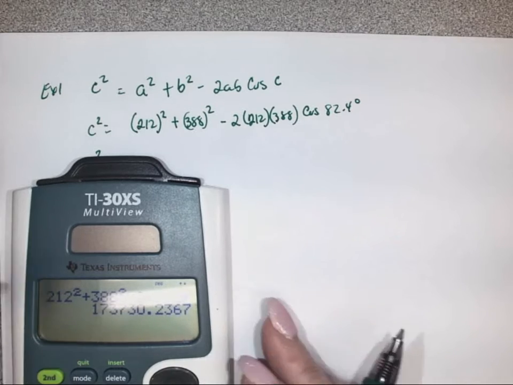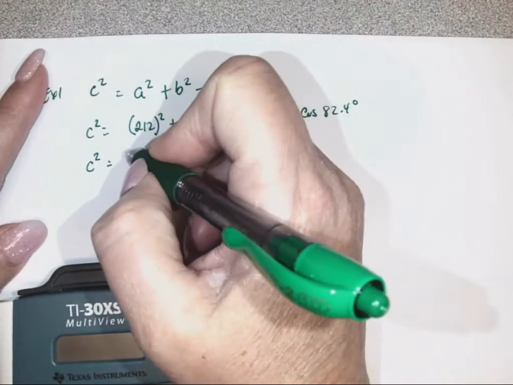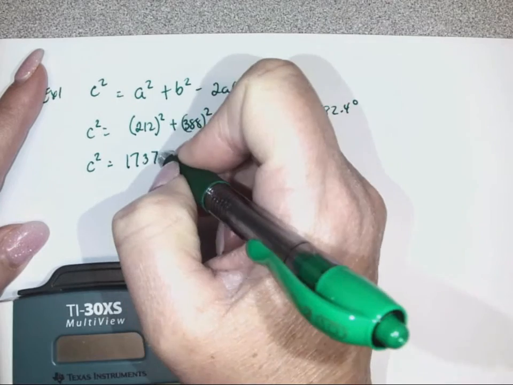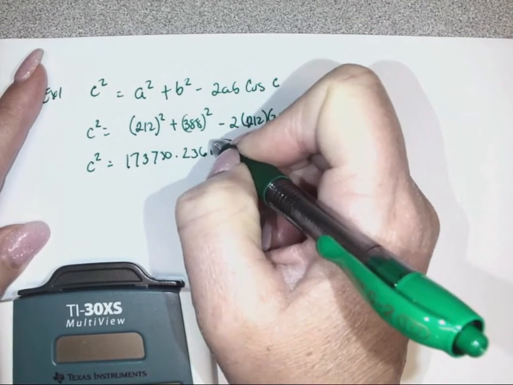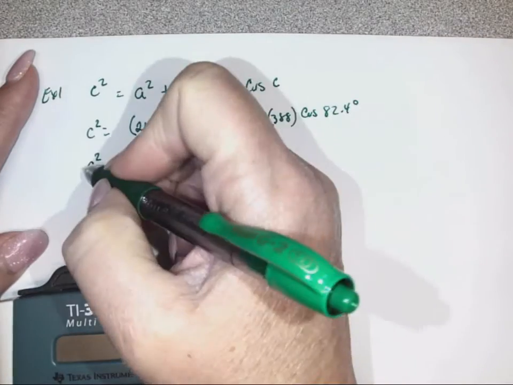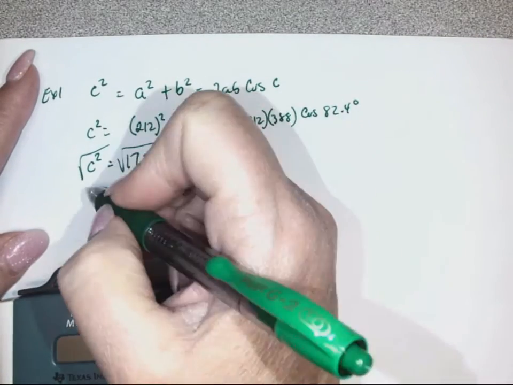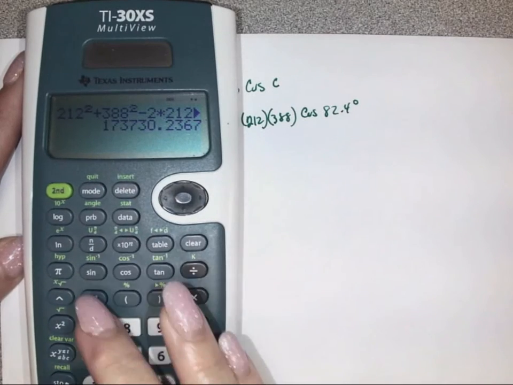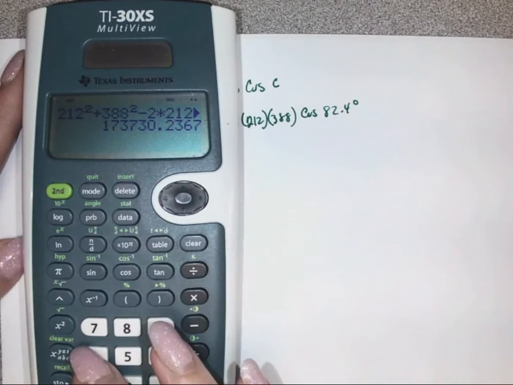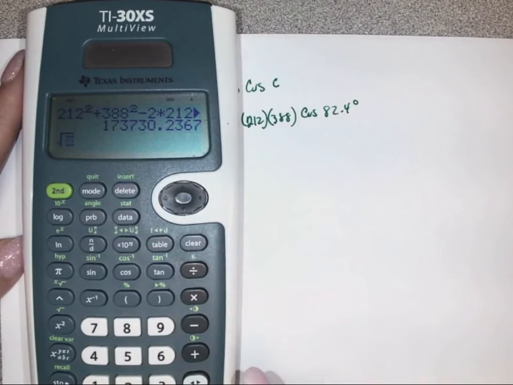And that is what c squared equals. So it's 173730.2367. Now, we want to take the square root of both sides. So c, I'm going to use my second square root, second answer again.